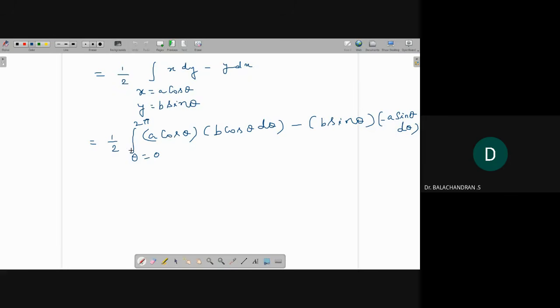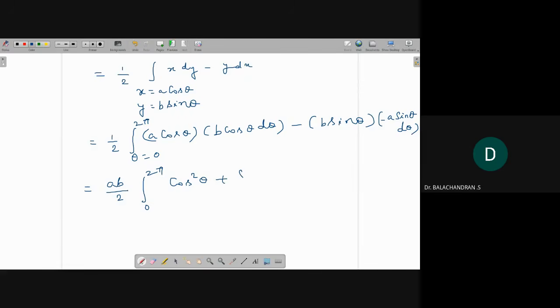So now if we simplify, you get ab here also ab. So ab is common. So ab by 2, integral theta varies from 0 to 2 pi, cos square theta plus sin square theta, that is 1.